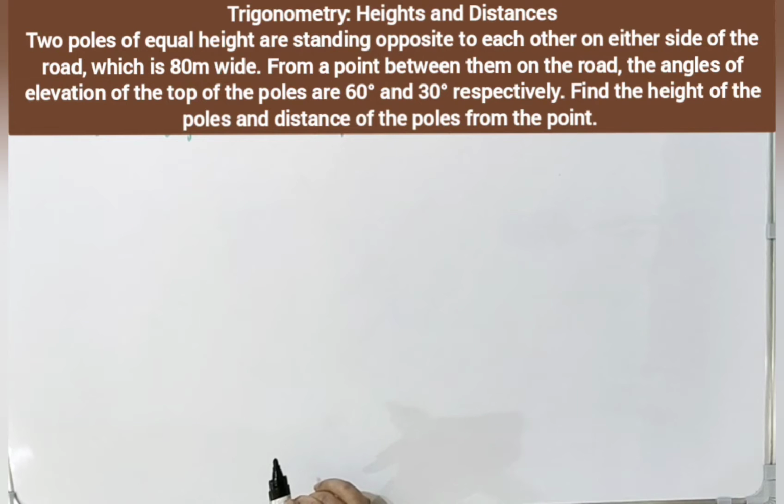Let's solve a trigonometry problem related to heights and distances. The problem states that two poles of equal heights are standing opposite to each other on either side of the road, which is 80 meter wide. From a point between them on the road, angles of elevation of the top of the poles are 60 and 30 degree respectively. Find the height of the poles and distance of the point from the poles.